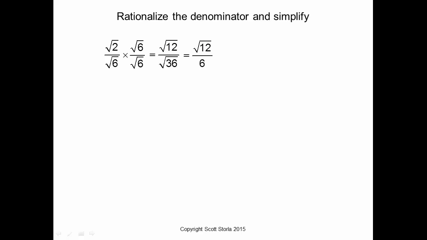In the numerator, square root of 12 will be thought of as 4 times 3. And we know from our previous work this is 2 times root 3. And now we have a common factor of 2 both in the numerator and denominator, which can be reduced. And our final answer is square root of 3 over 3.